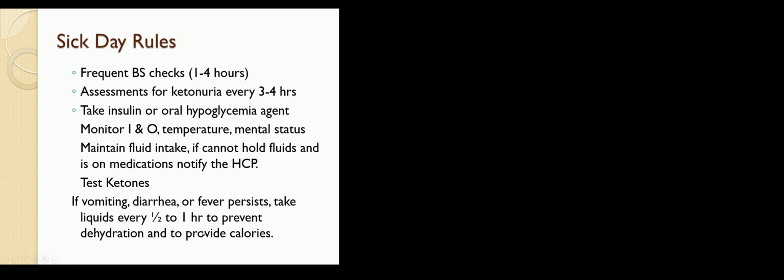The sick day rules apply when you have a child with diabetes who's sick. You're going to be doing frequent blood sugars every 1 to 4 hours. You're going to be assessing them for ketones in the urine. They need to take their insulin or oral hypoglycemic agents. A lot of times people think, well, they can't take their insulin because they're sick. Well, if they don't take it, then they're going to get in trouble because the counter-regulatory hormones are going to kick in, and that level's going to go high.